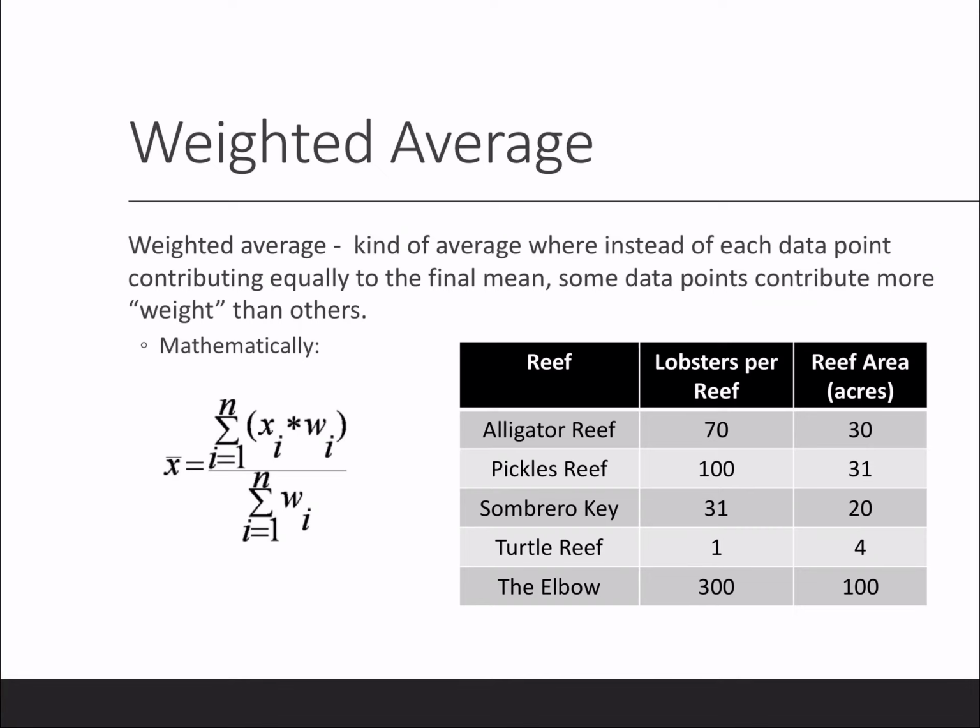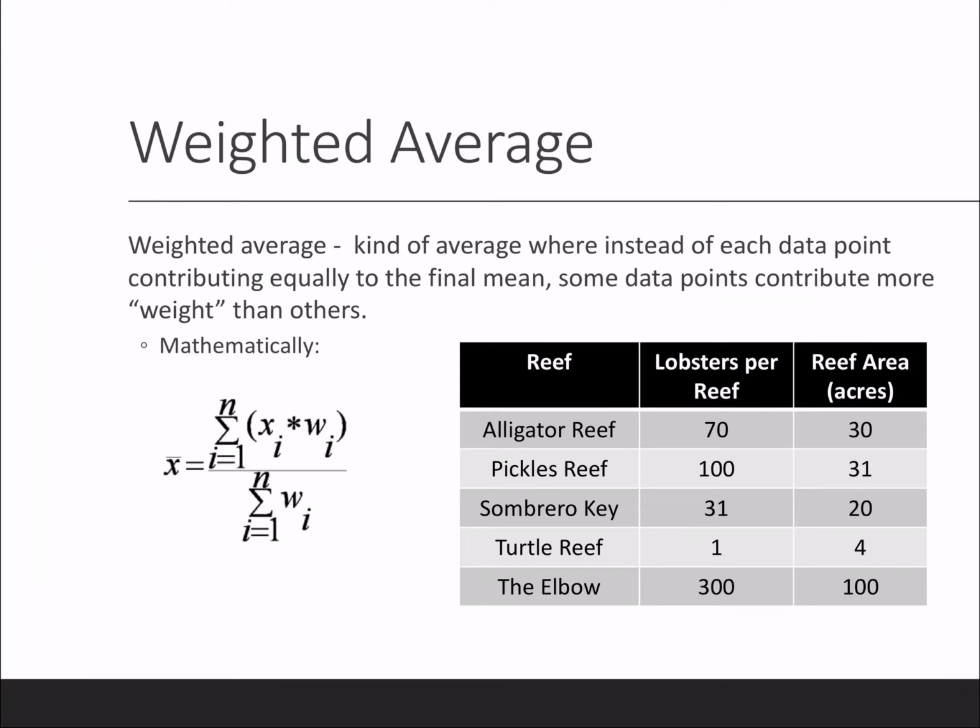Well, if you look at the next column, the reef area in acres, you can see that these reefs are actually pretty different sizes. And no surprise, the reefs that are larger tend to have more lobsters than reefs that are smaller. So for example, Pickles Reef has 100 lobsters and it's 31 acres versus Turtle Reef, which only has 1 lobster and is only 4 acres. So just taking a simple average or simple mean of these lobsters is not going to really give you an accurate way of thinking about how many lobsters there are per reef, because all the reefs are different sizes. This is where that weighted average comes in.